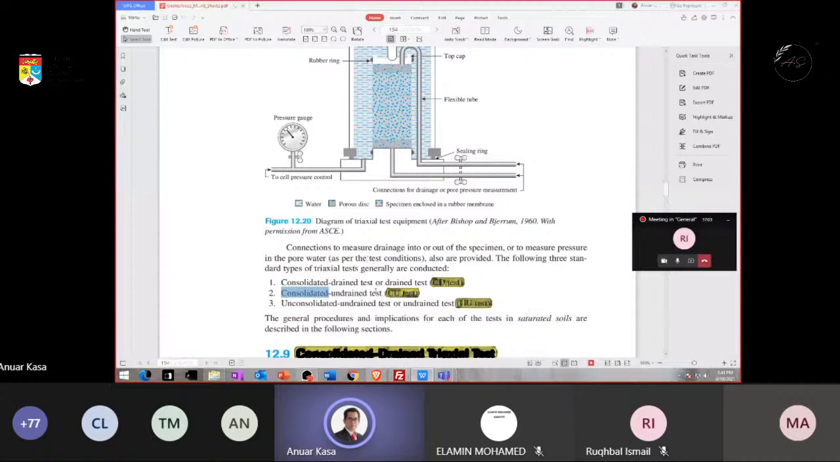And then the last one, unconsolidated undrained. This is the most simple. You just take the sample and run the test. You don't need to take time to consolidate the sample, you just close the valve here. You don't need to take time to make sure the water dissipates from the sample. So the quickest one is the UU test, then the CU test, and the most difficult, taking longer time and more expensive, is the CD test.